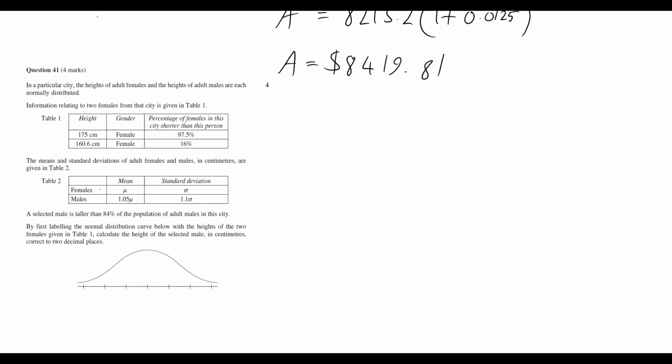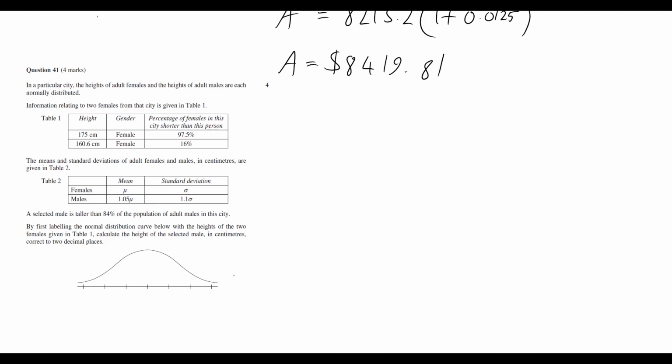Okay, so again, similar sort of data. Now, a selected male is taller than 84% of the population of adult males in this city. So by first labeling the normal distribution curve below with the heights of the two females given in Table 1, calculate the height of the selected male in centimeters, correct to 2 decimal places.